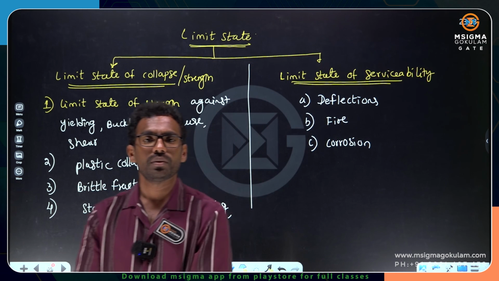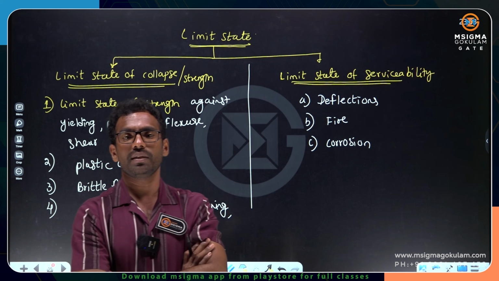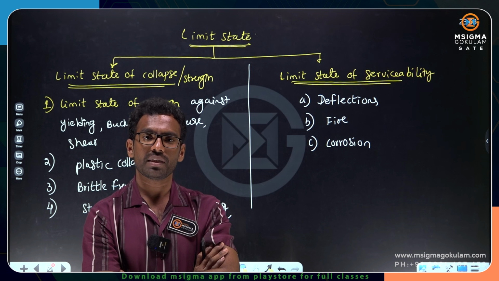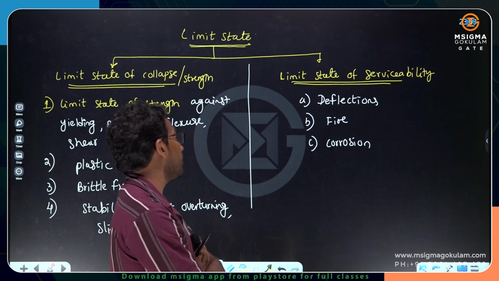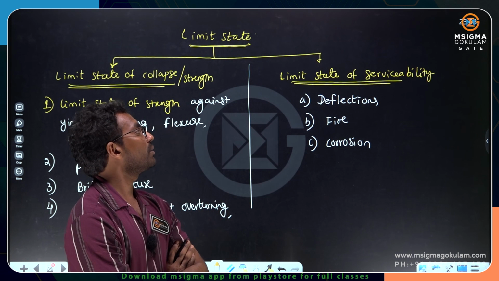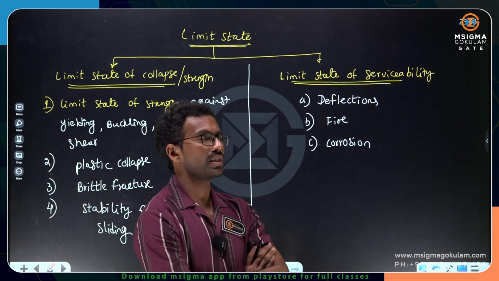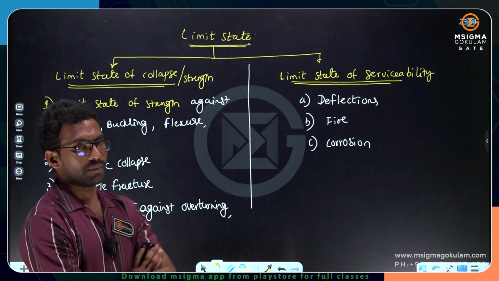For every member you are going to design, we have certain guidelines: how to design for flexure, how to design for shear, how to ensure these failures will not happen. There are proper checks given by the Indian Standard, and the serviceability aspects are checked once it passes the strength aspects. I hope you understand this. So this is all about the limit state.